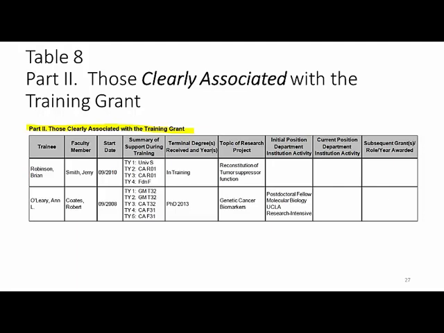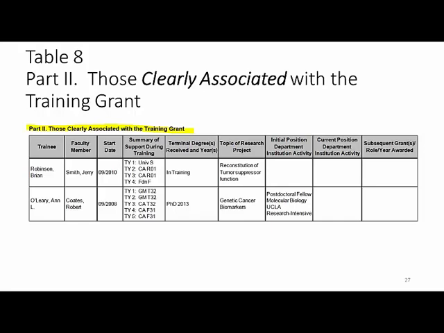Yes, yeah. Because our trainees are going to either be in a pre-doc program, or they're going to be starting a postdoc here in the training. So remember, there are 4 parts to Table 8. This is the second part, which is what we call clearly associated. You'll see the same format as part 1, but you have to define clearly associated.